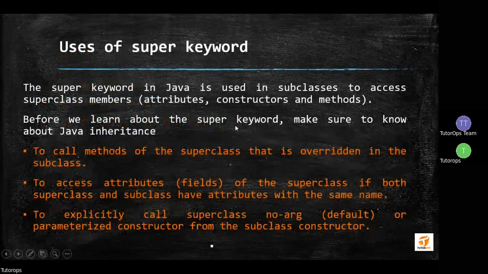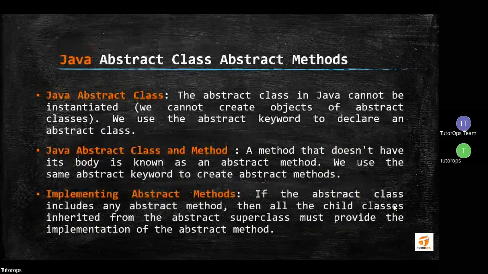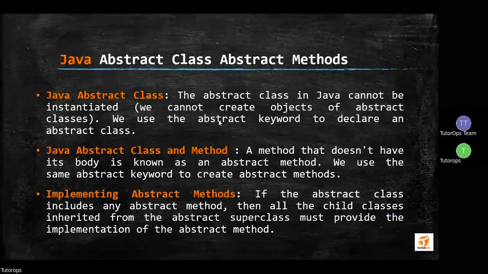Now, the super keyword I have already explained. You can check that. Now I am coming to abstract class. This is another concept. What is an abstract class? First go through the note, then I'll give the example.